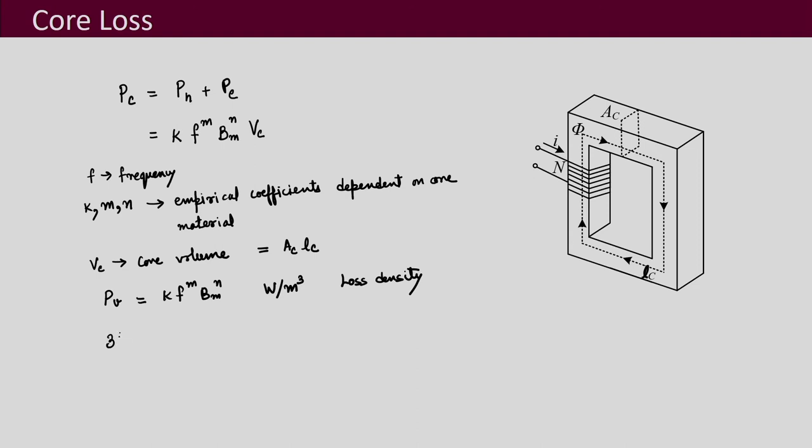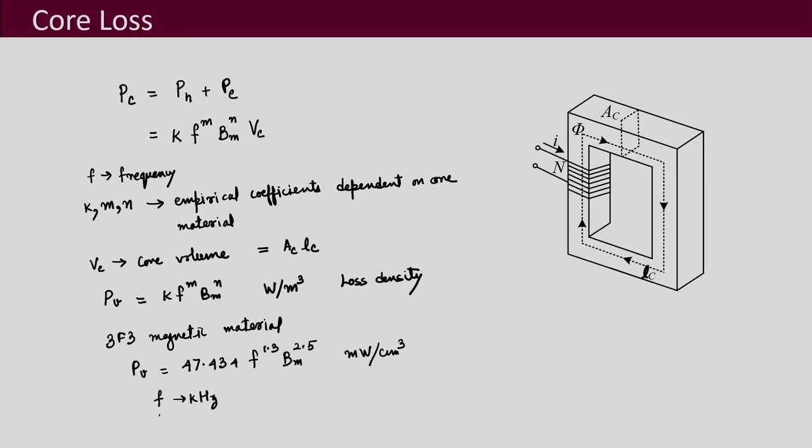So for example, there is a material which is known as the 3F3 magnetic material. It's the name of that material. So for that, your PV is given as equal to 47.434 F power of 1.3 BM power of 2.5, and this is in milliwatts per centimeter cube, and this F is in kilohertz here, and this BM is in Tesla. Okay, so for that material I am showing you this example.